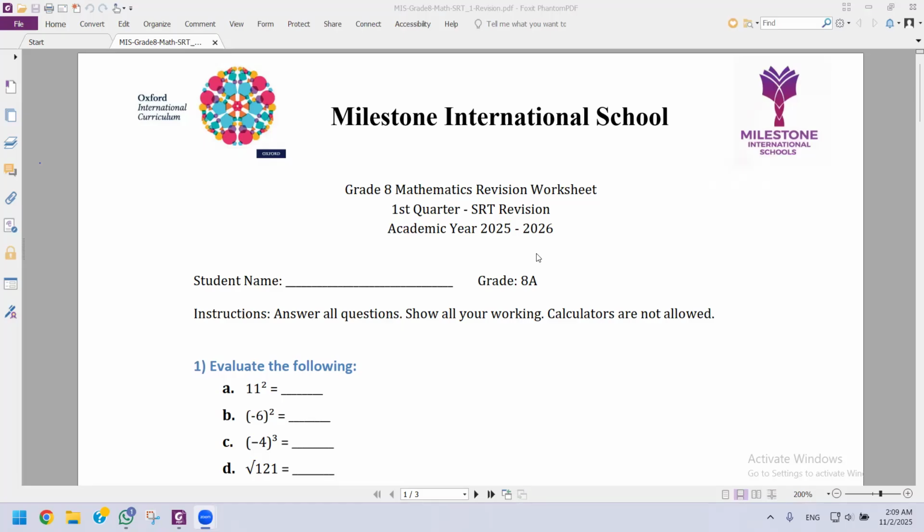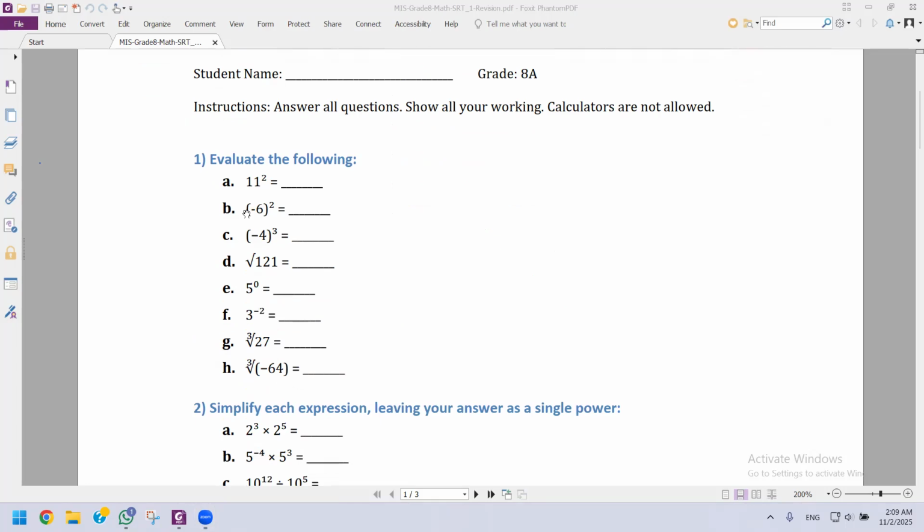Dear students, in this video, I'll be solving the revision sheet of SRT1 for grade 8. So question number 1, it says evaluate the following. So here we have some powers or square roots, and then we need to find the value of each one of them.